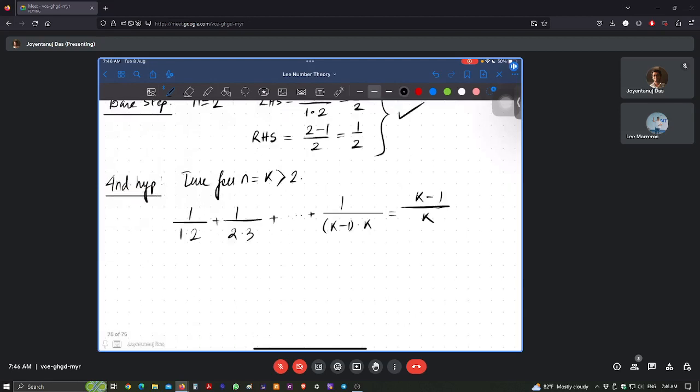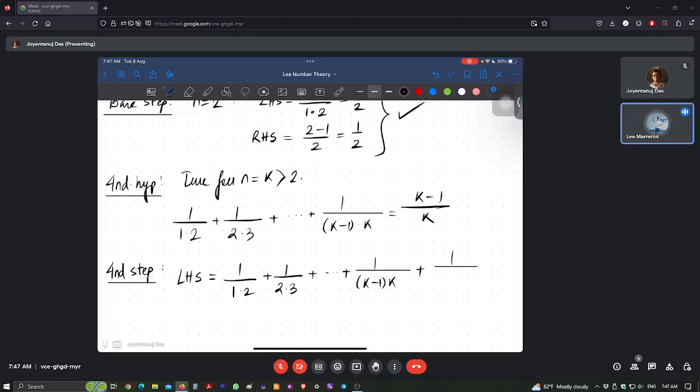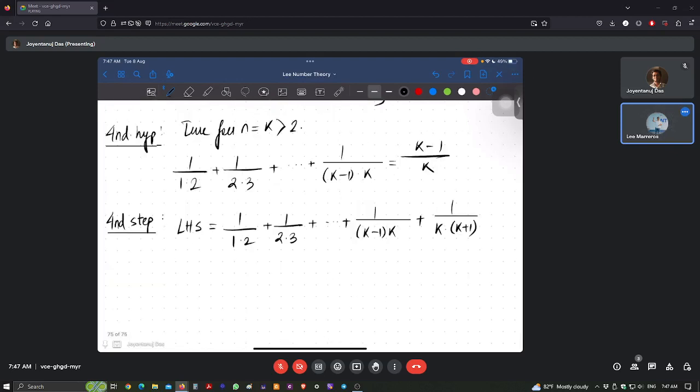Right. So now, if we prove for n equals k plus 1, what will be the last sum? This one will be plus k plus 1. Right. So here the same idea.